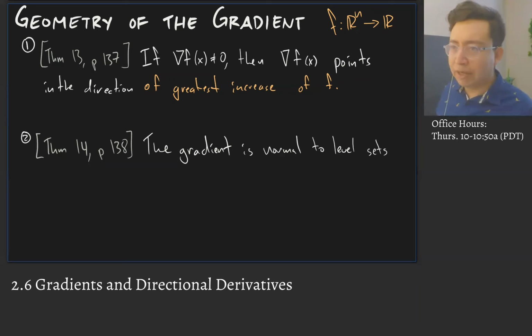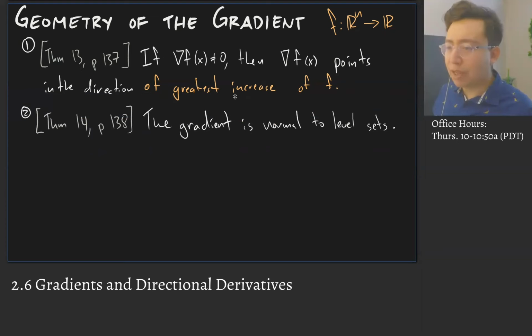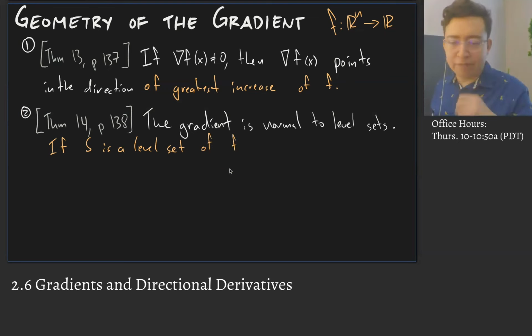The second theorem is already given in full here. The gradient is normal to level sets. That's the full statement. The book gives another explanation, and maybe I'll summarize that explanation here. If S is a level set of f, what does that mean? That means S is the set of all points x such that f of x has a specific, fixed value.